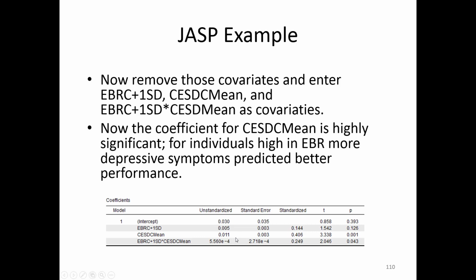Okay, so in other words, if EBR is a proxy for tonic striatal dopamine, then having a higher value leads to a stronger relationship between depression scores and performance in this task. Okay, so P equals 0.001 in that case.